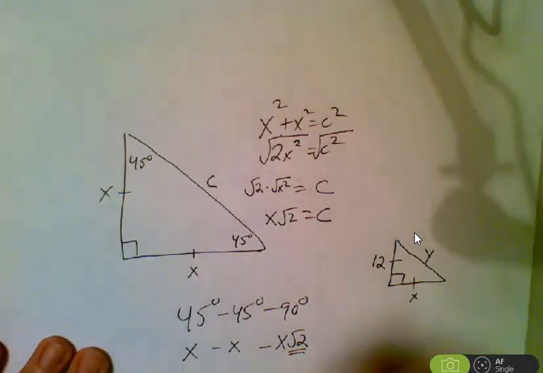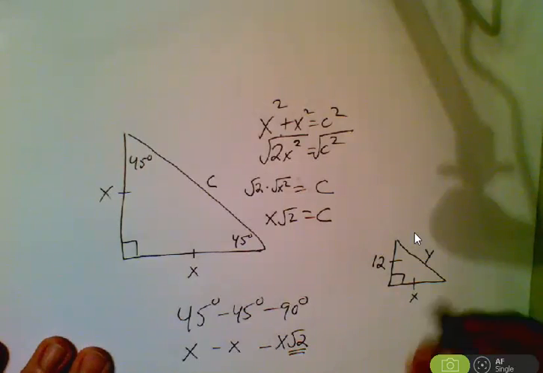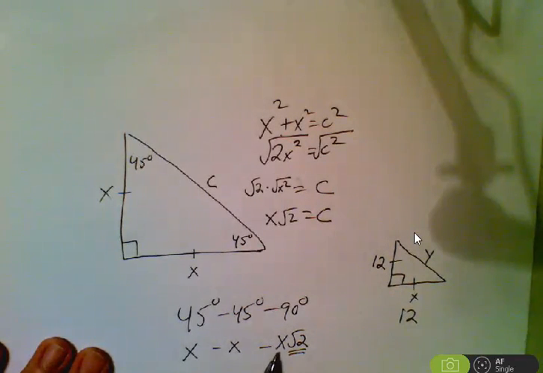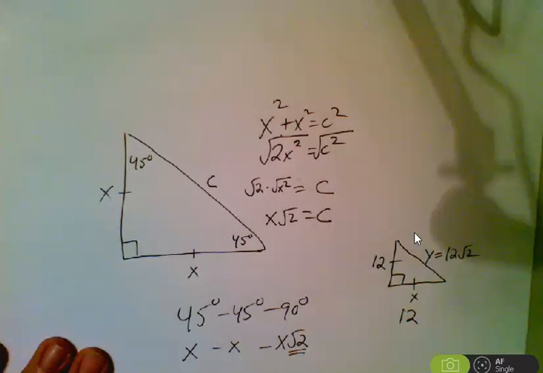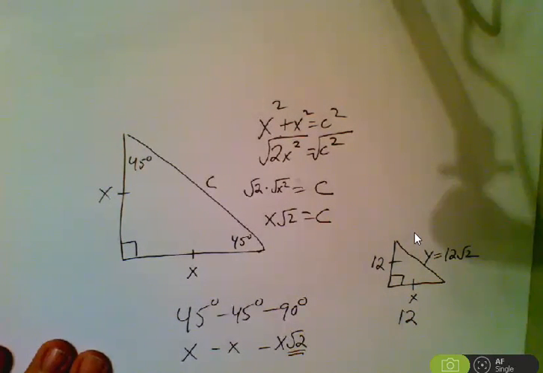So again, you have an example that looks like this, and x and y. Instantly you know x, 12. And then if you use the pattern, multiply by square root of 2, now you know y. You don't even have to use the Pythagorean theorem. And that's the basics. Now let's do a couple more advanced.